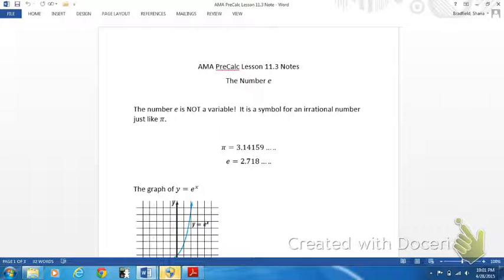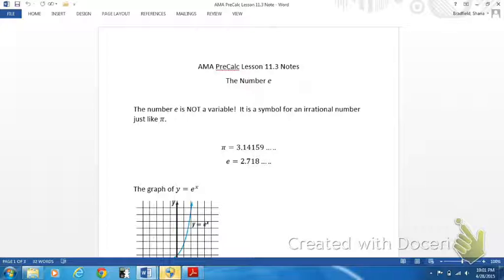Okay, for our second set of notes, we're going to do 11-3 notes, and this is on the number e. I think the important thing here to note is that e is not a variable. It is a symbol for a number, just like pi is. So pi is 3.14159, and so on. E represents the number 2.718, and so on. So it's always the same number, just like pi is always 3.14, e is always 2.718. And you actually have that in your calculator, so you shouldn't have to deal with that too much here.